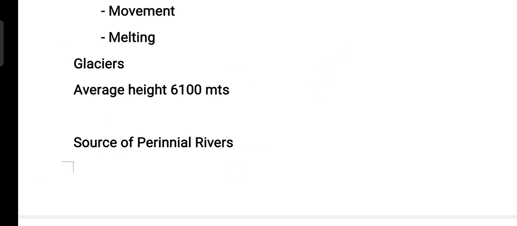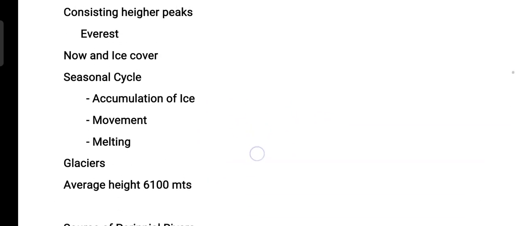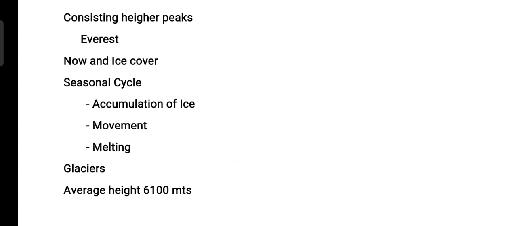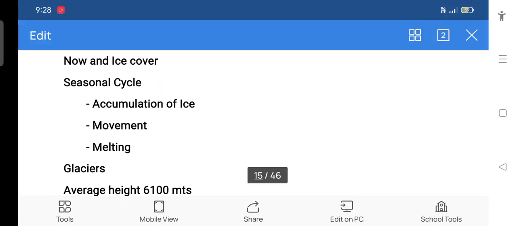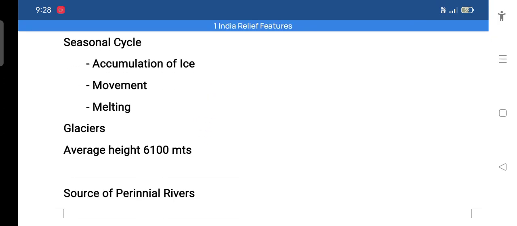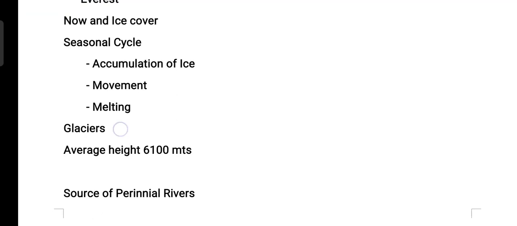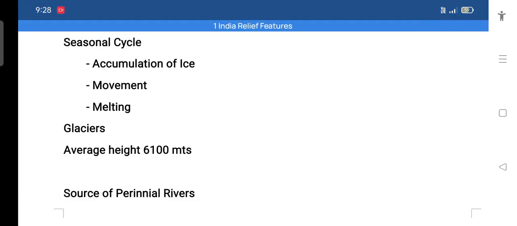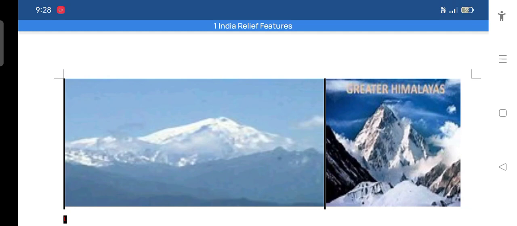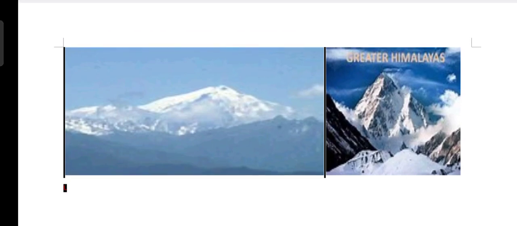Okay, once again I will explain briefly. Himadri is mainly covered with snow, and we can find here the seasonal cycle. Due to the seasonal cycle, glaciers form. Glaciers are the main sources of the perennial rivers, and these are the pictures of the Himadri or Greater Himalayas.